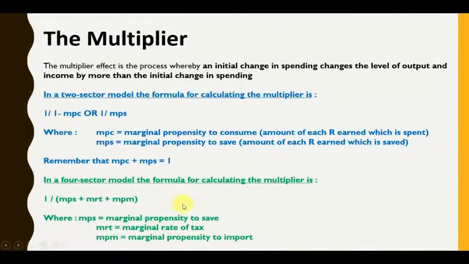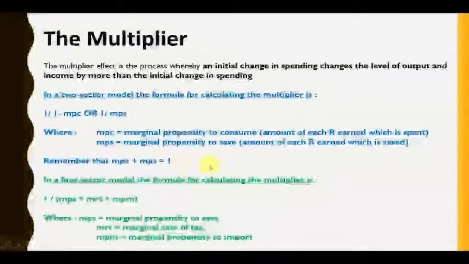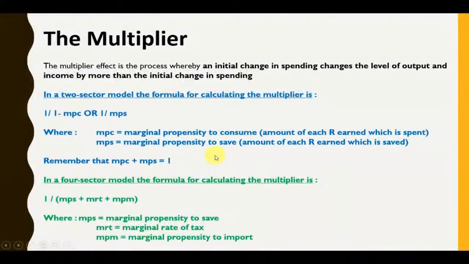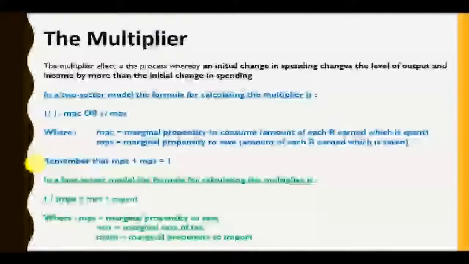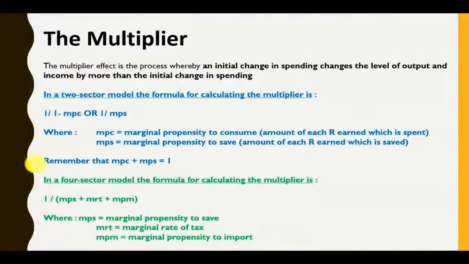Or we could look at the MPS. What does that stand for? That is the marginal propensity to save. What does that mean? That means the amount of each rand earned that is saved. So grade 12s, in the 2-sector model, there are only 2 things you can do with your money. You can spend it or you can save it. So for each 1 rand that you earned, you can only spend some of it and save some of it. Remember that MPC plus MPS is equal to 1.